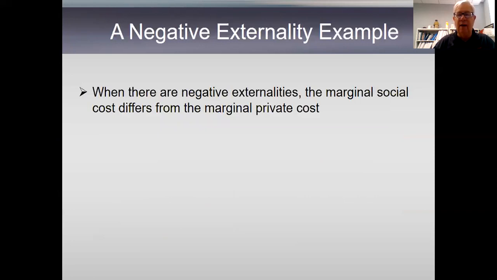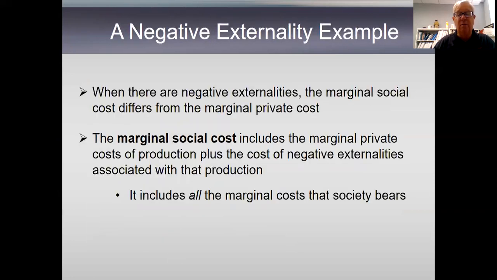So let's start with negative externalities. That's the one you hear the most about, and we talk mostly about. So here, the marginal social cost of an event differs from the marginal private cost. Situations like that would be things like pollution, things that affect others that the entity that's making the decisions does not take into consideration.